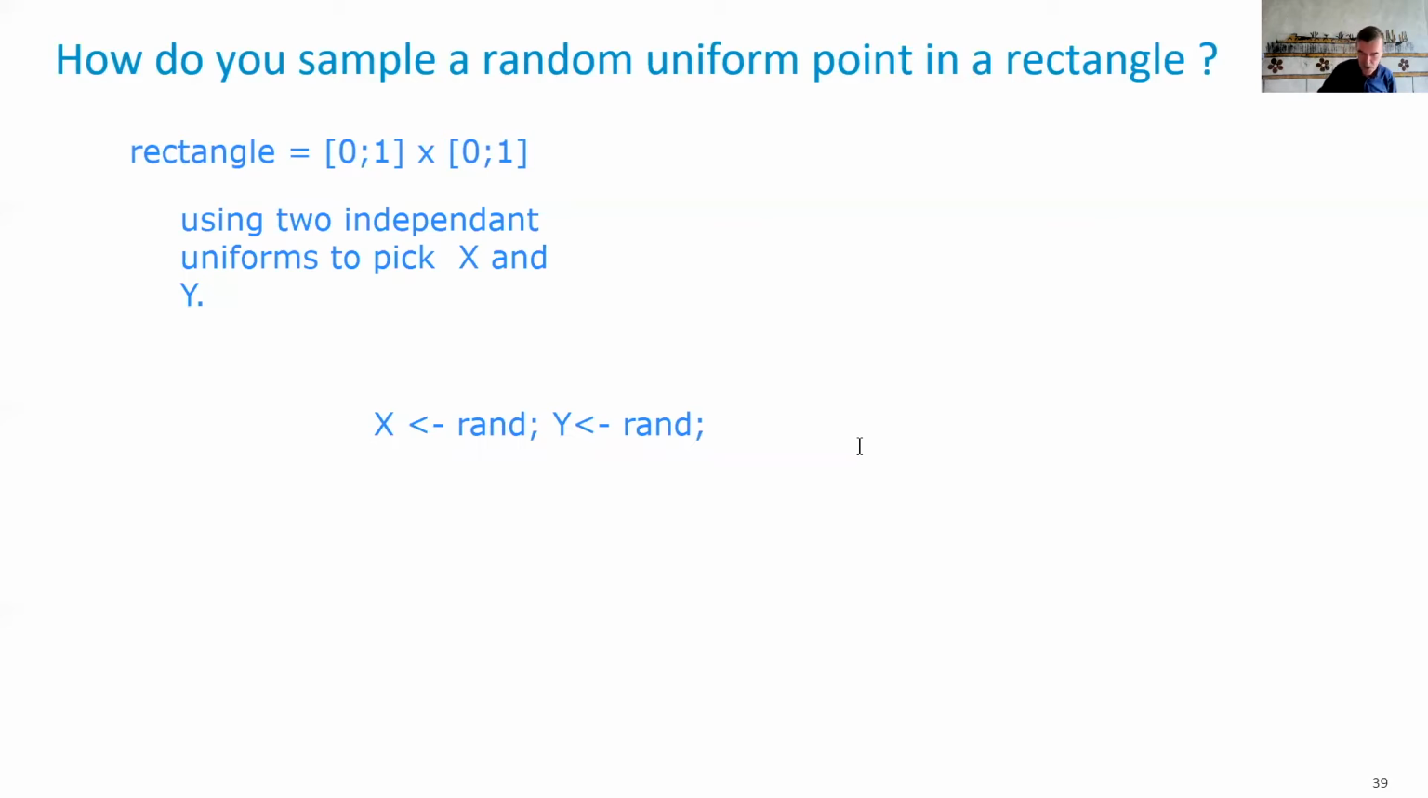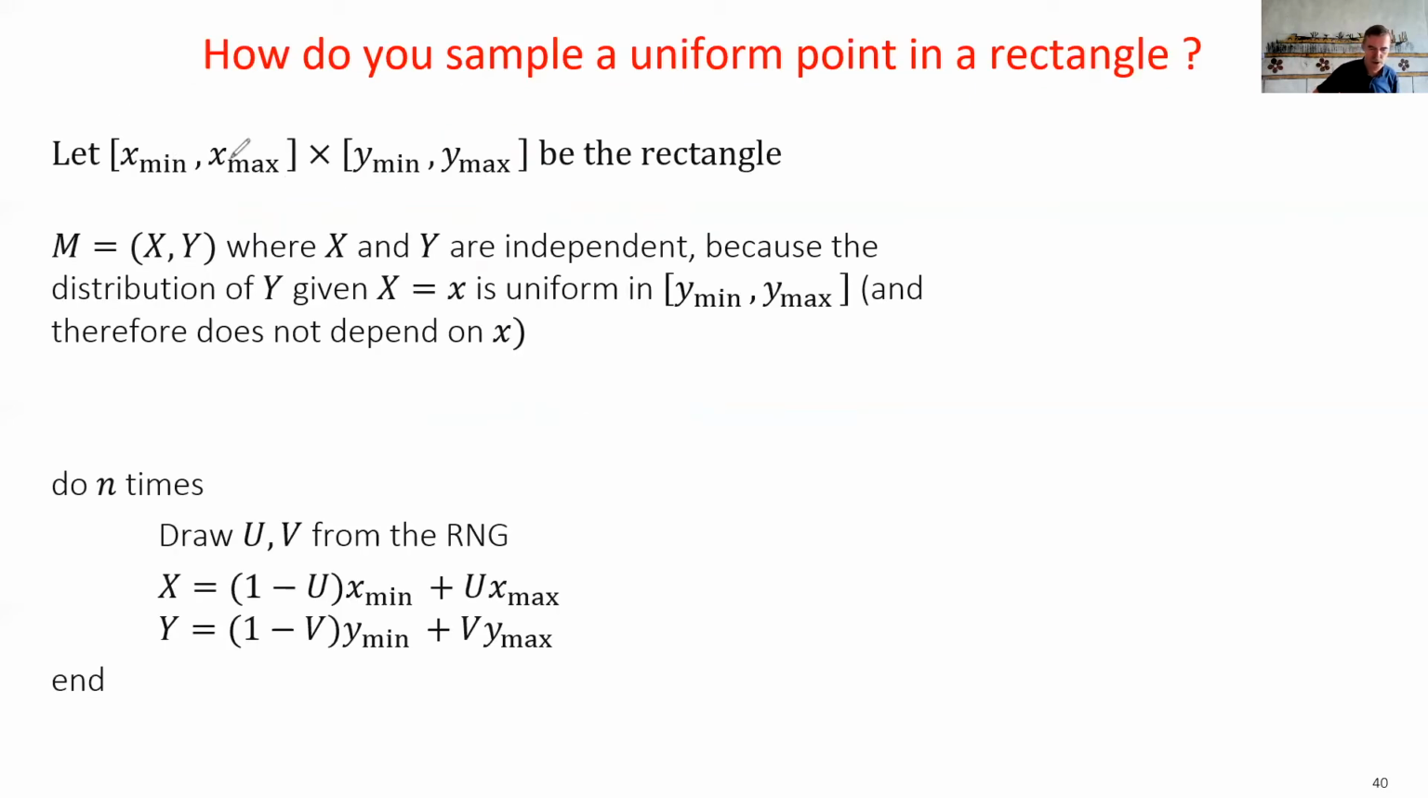Exactly. Now let's go to a slightly more sophisticated question. If my rectangle is not 0, 1, but something else, then I can do a simple rescaling. That's an observation I made, if you remember. I said U and 1 minus U have the same distribution.